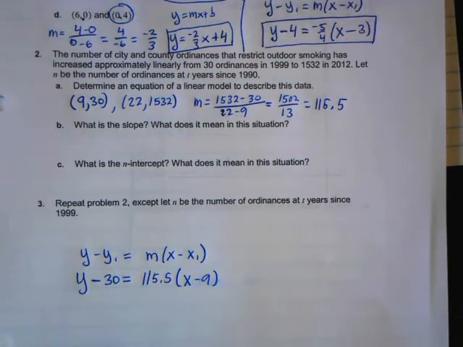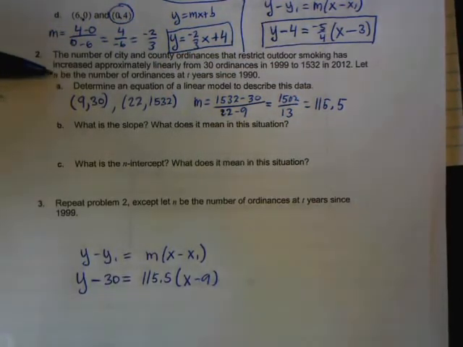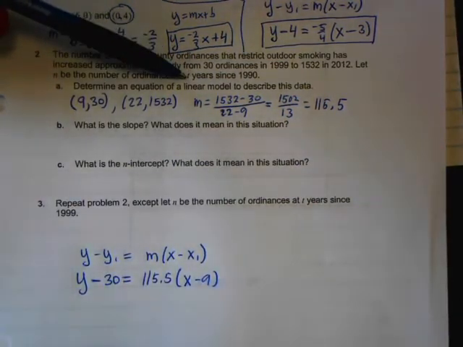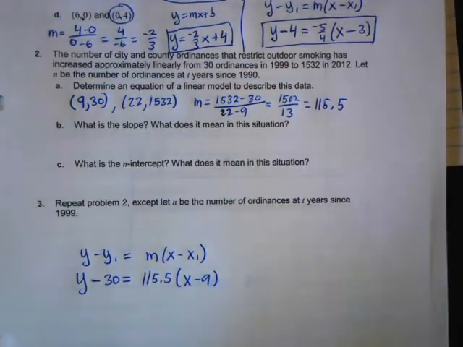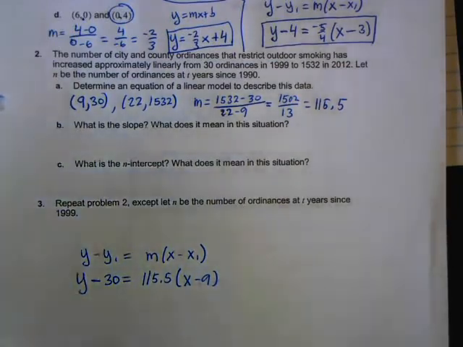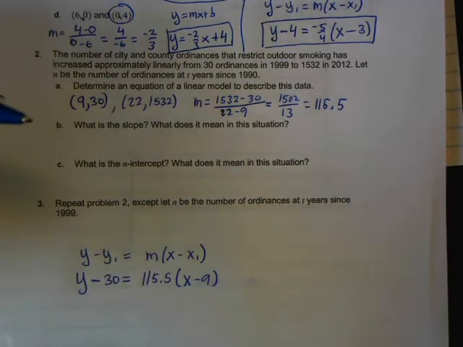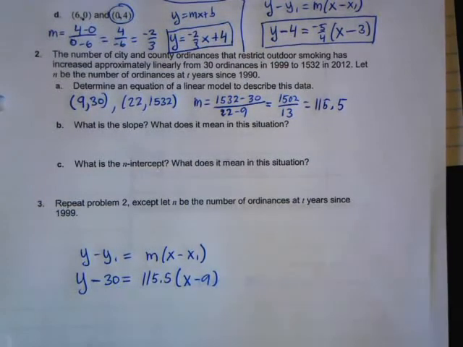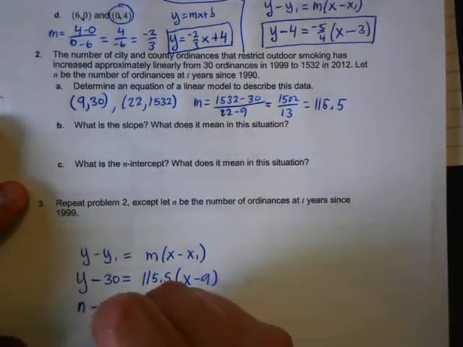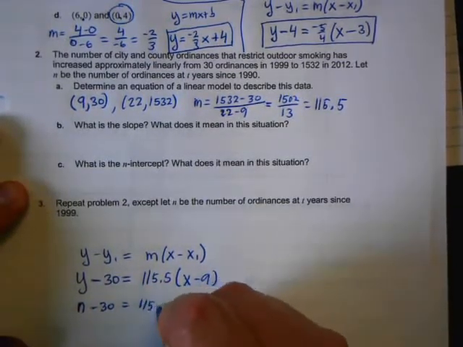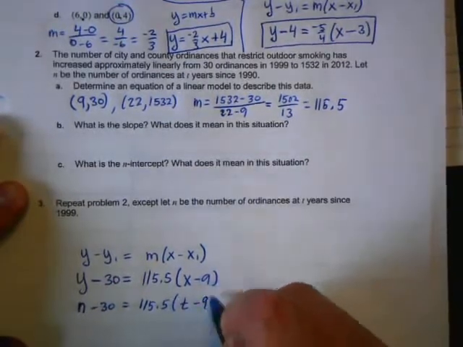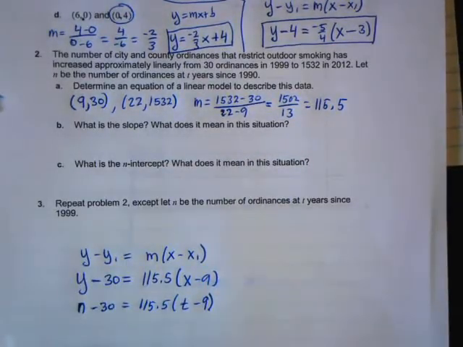Now, technically I made a mistake there. It's not a huge mistake, but it's a small mistake. I really should not have used the letters X and Y, because it told me in the directions I really should use N and T. On Wednesday we'll talk about doing your homework online. When you do your homework online, if you use X and Y when it tells you to use N and T, the computer's not going to know it. It's going to mark it wrong, even though you did all the work right. So I probably really should write N minus 30 equals 115.5 times T minus 9. The computer will be extremely fussy about that.